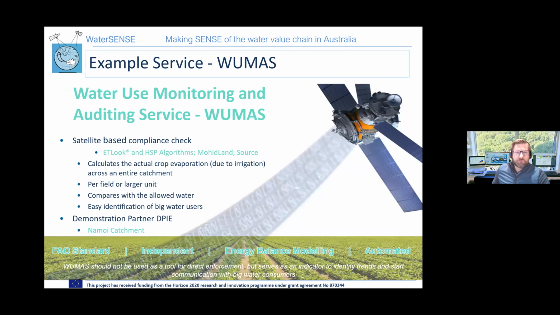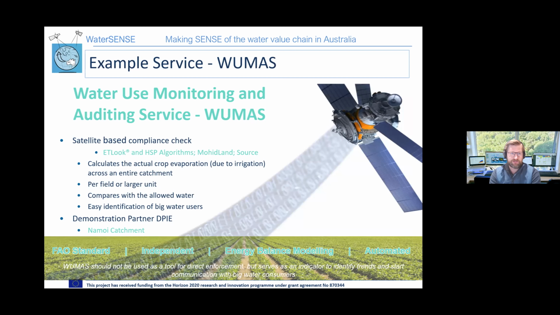So the water use monitoring and auditing service is a satellite-based compliance check using the ET-Look and HSP algorithms mostly, which I'll go through quickly. It basically calculates the actual crop evapotranspiration due to irrigation across an entire catchment at field level, and compares that to the authorized or allowed or licensed water use.